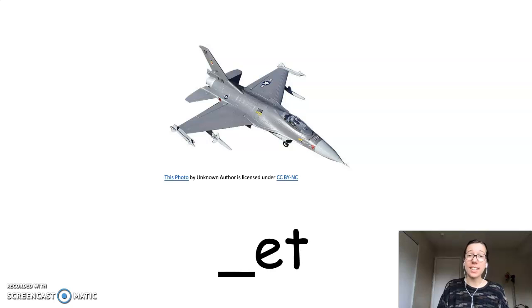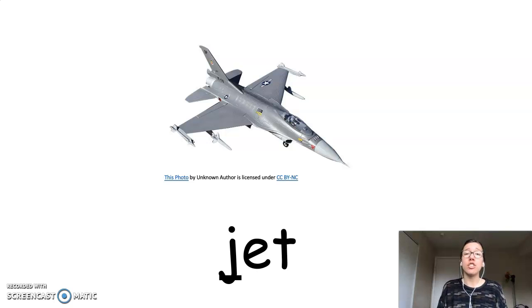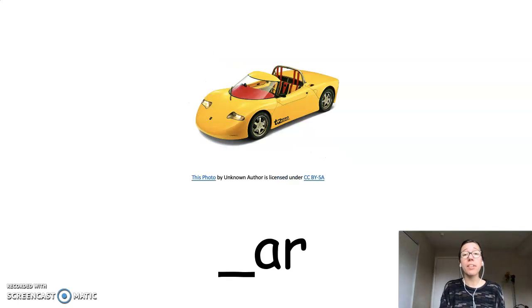Here we have a jet. Jet. What's the first sound you hear in jet? Good. Jet starts with a J because J says J, J is jet. Some people might want to put a G at the beginning, but remember, G says G, not J. Let's keep going. Here we have a car, car.